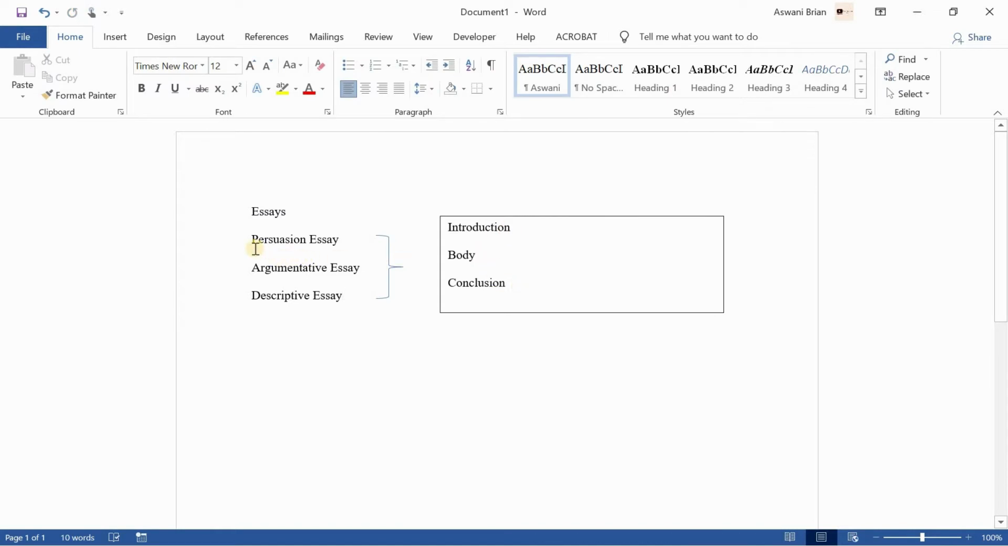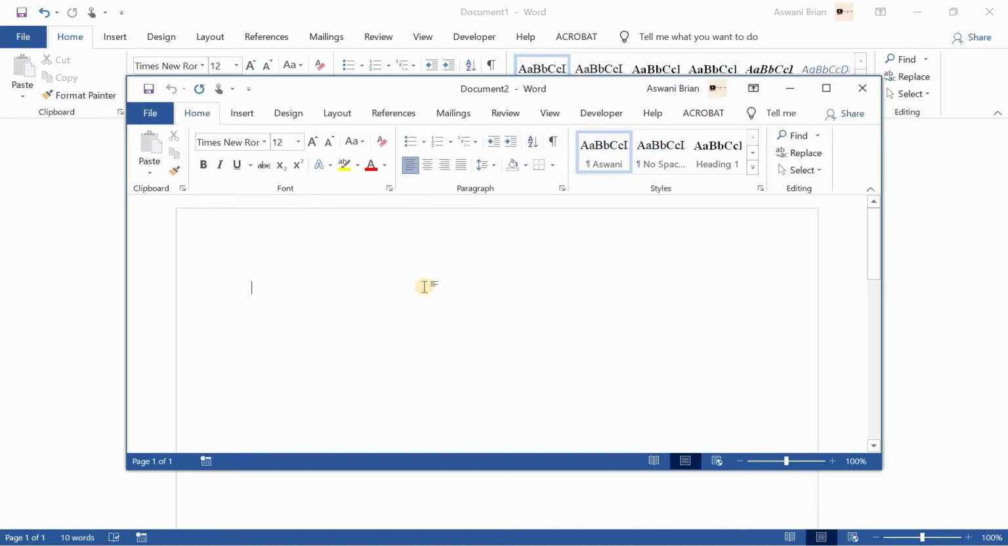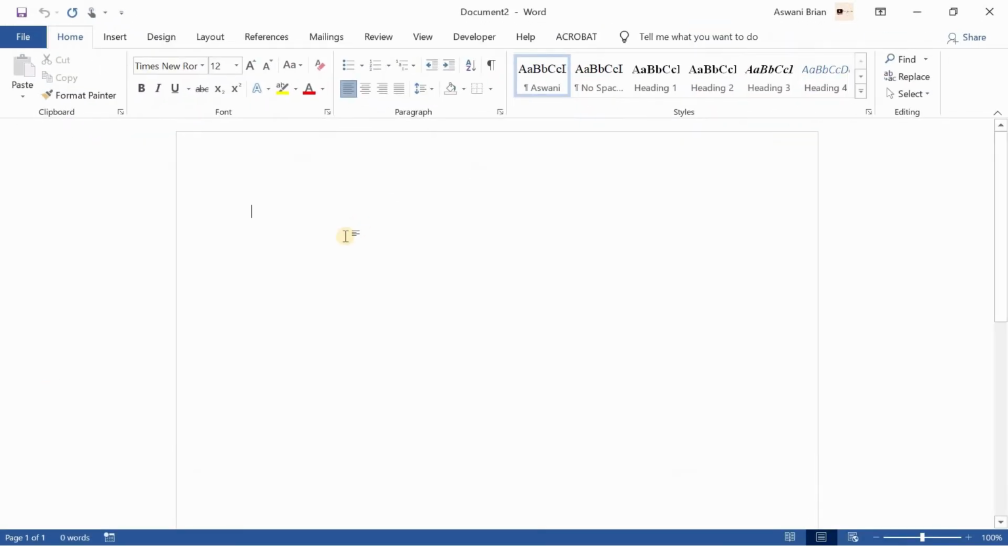So regardless of the type of essay you're writing, as long as it's an essay, you must have these three areas. So I want to start with an introduction, because it's one of the basic tenets of an essay. Let me just talk about an introduction. So an introduction is usually the first paragraph. It does quite a number of things.